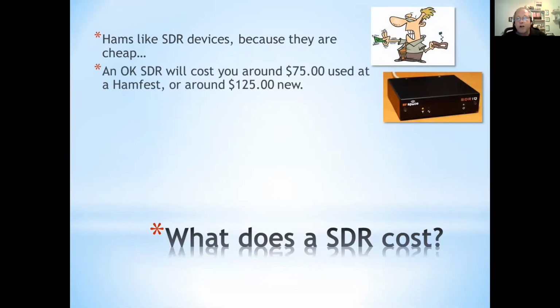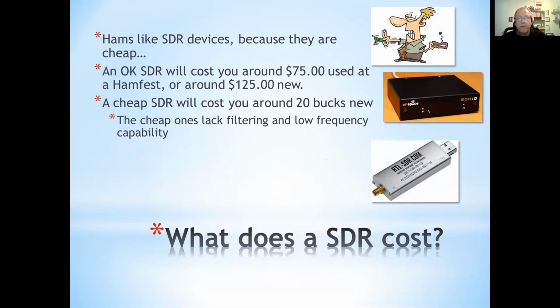An okay SDR will cost you about 75 bucks new at a ham fest, or about $125 new. The one I'm going to show you is about $25 on eBay. They're really cheap. However, the cheap ones lack filtering, right? There's really no filtering in them at all. So if you've got a broadcast station that's very close to you, they can get overloaded.